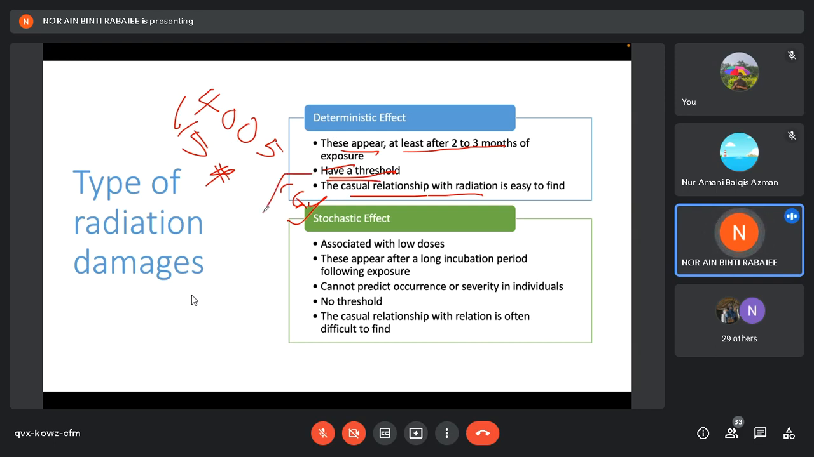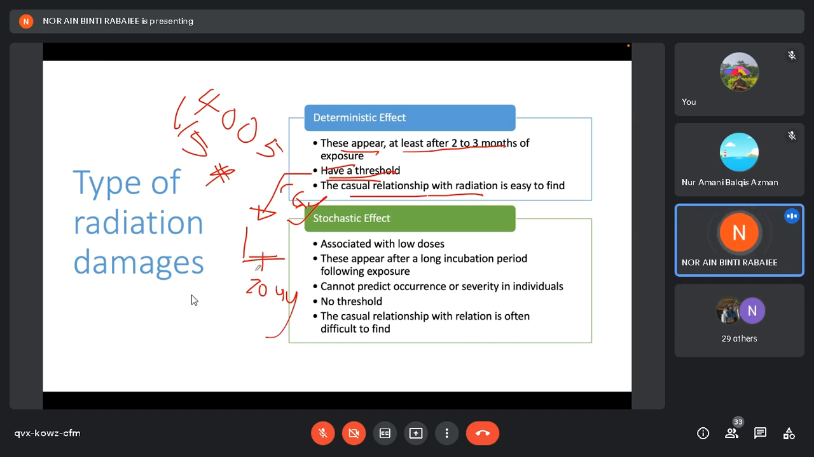has a threshold. What this means is, if the person is exposed to the radiation and it doesn't exceed a certain threshold level or threshold dose, no effect can be seen on the person or on the subject. For example, for skin erythema, maybe it needs 20 centigray as a threshold level.